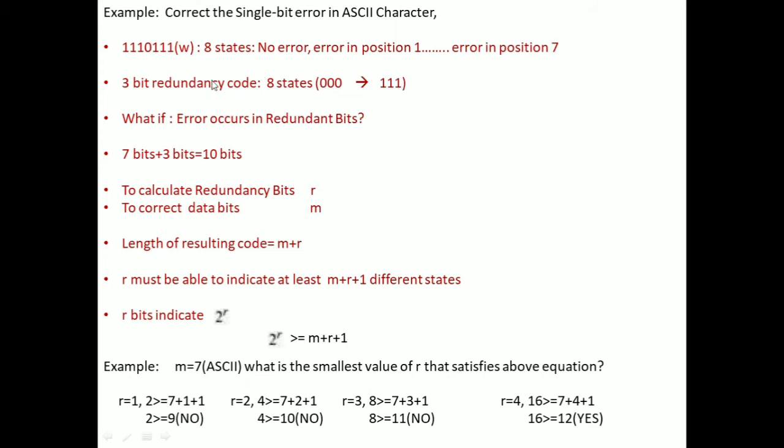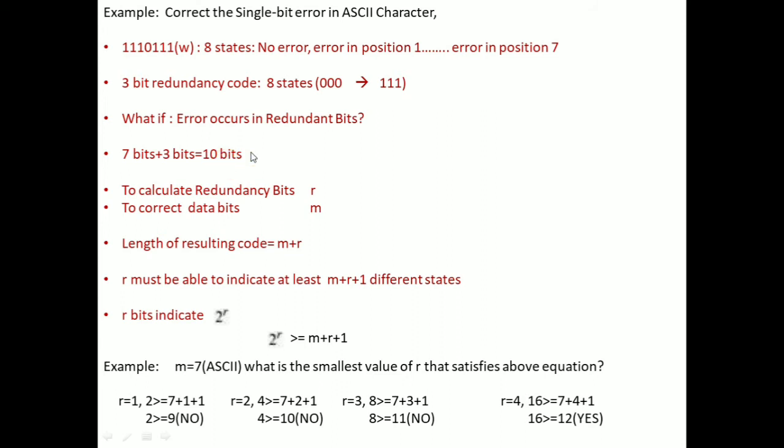So we require 3 redundant bits, right? But now we may get a doubt: we are adding these redundancy bits to find out the error in our original data, but what if the error occurs in the redundant bits? Here we have taken 7 bits of data plus 3 bits of redundancy, a total of 10 bits.